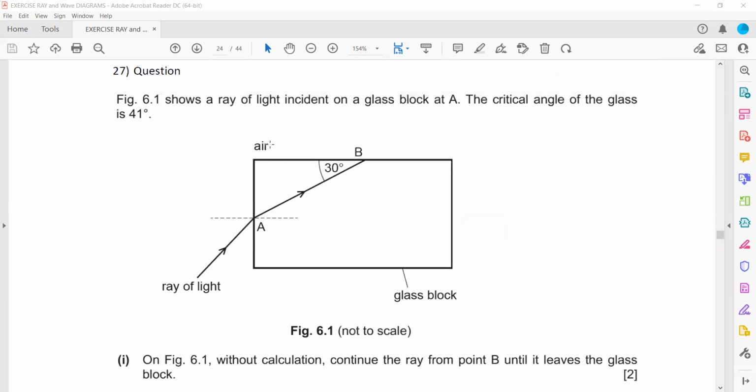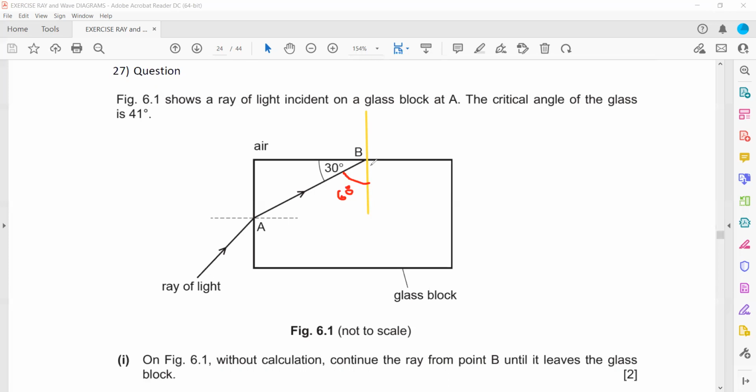Figure 6.1 shows a ray of light incident on a glass block which has a critical angle of 42. On the figure, draw without calculation. So we don't have to do calculation, we just have to sketch. So when I draw the normal here, between the surface and the normal, the angle is 90. So out of 90, this one is 30, so the remaining angle will be 60. So this angle will be 60.